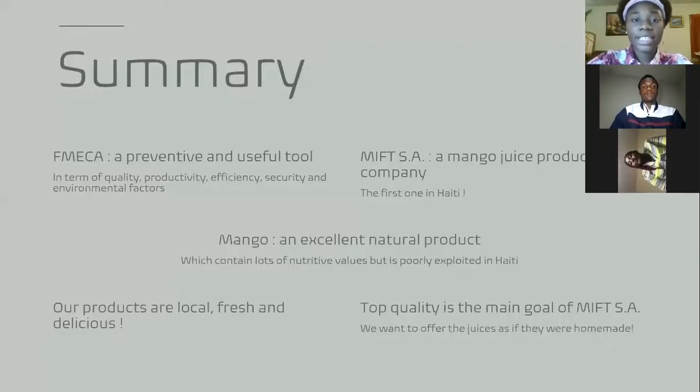To summarize, we can say that mango is an excellent product, which is little exploited in Haiti, and that can lead to great opportunities. By using the FMECA tool, MIF has used the local and fresh product to provide an excellent choice in terms of quality, and its goal was to do it as if it was homemade. It was a real pleasure to have prepared this conceptual project, and we discovered the usefulness of the FMECA tool that has helped to anticipate problems and constraints and to prepare effective solutions to solve them.